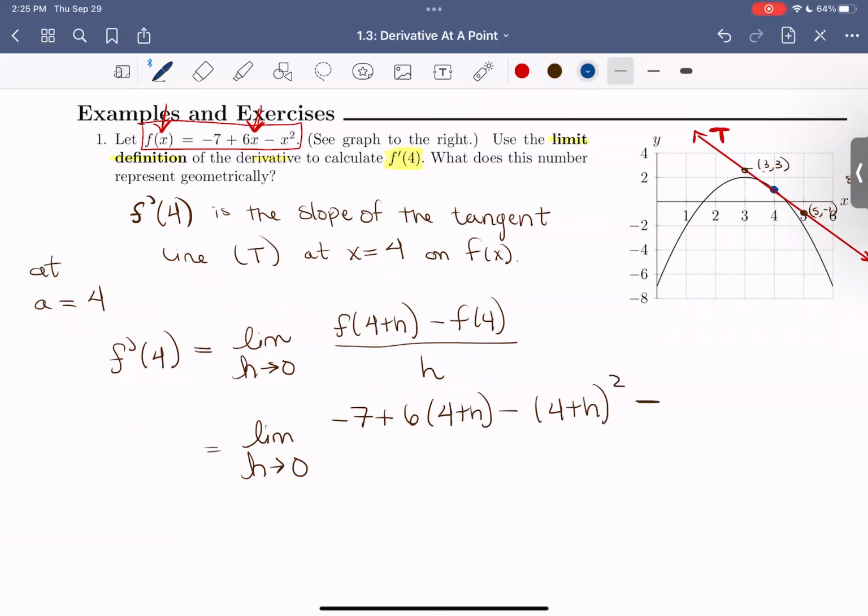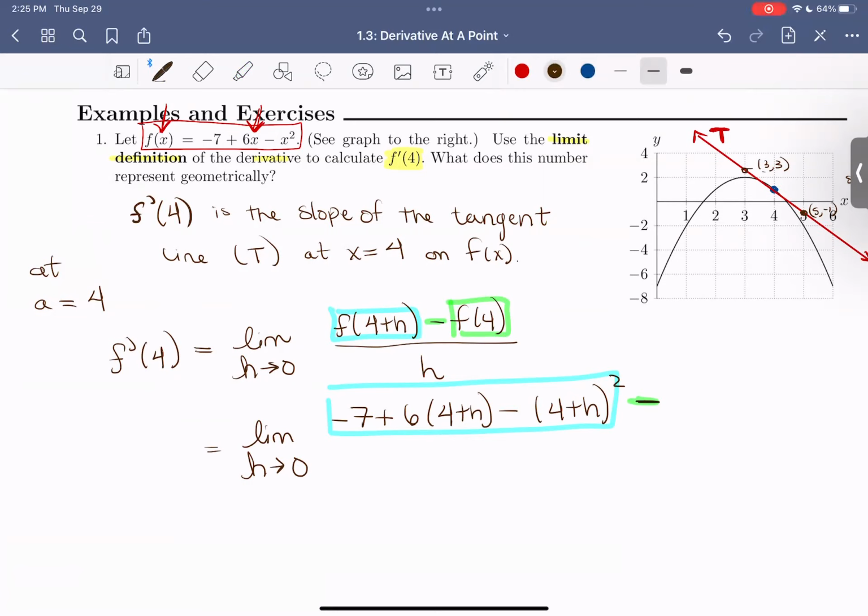minus, so what I just computed was this first part. And I'm going to highlight it so we can keep it all separate. So what I just computed was this f of 4 plus h. Now I'm going to subtract f of 4.